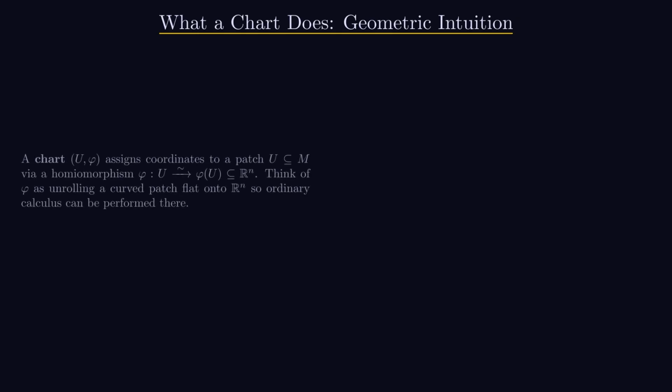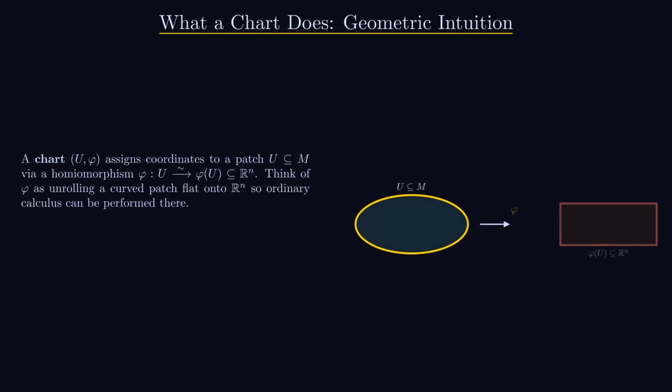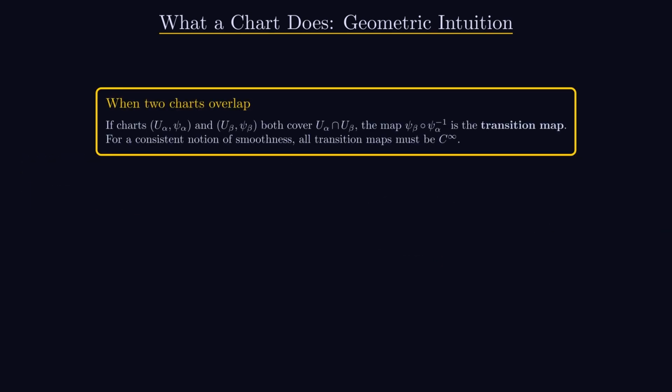A chart on a topological space M is a pair. It consists of an open set U in M, together with a homeomorphism phi from U onto an open subset of Rn. Geometrically, phi unrolls the patch U flat into Euclidean space, so that ordinary calculus, which is defined on Rn, can be performed there. When two charts overlap on a region, the composition phi beta, composed with phi alpha inverse, is a map between open subsets of Rn. This map translates between the two coordinate systems. This is the transition map.